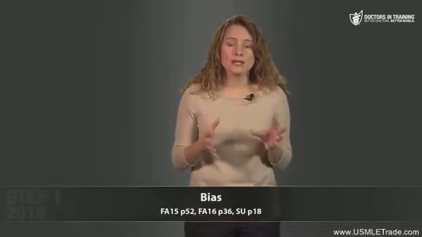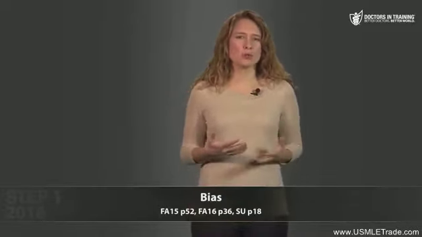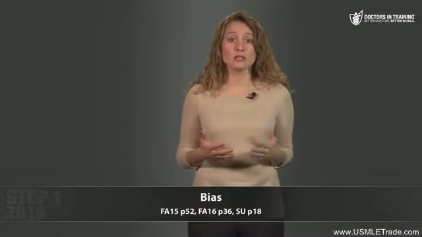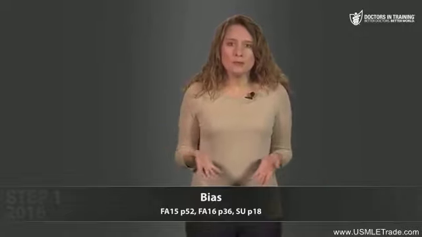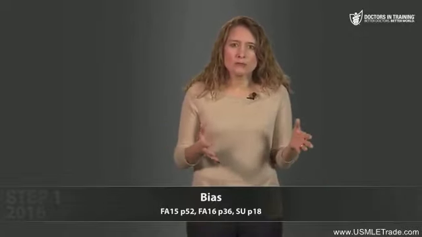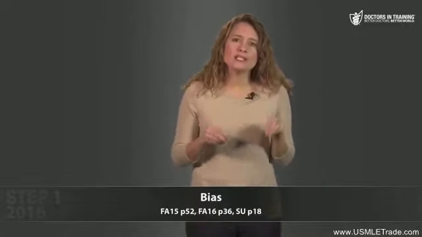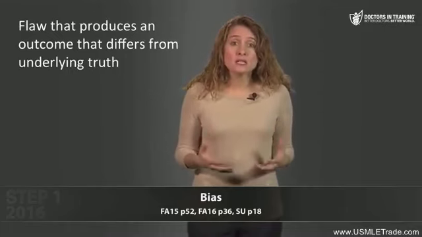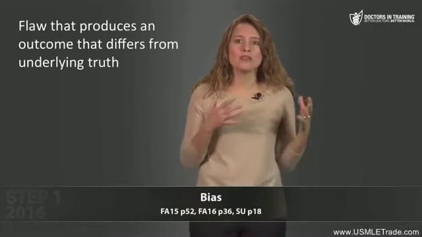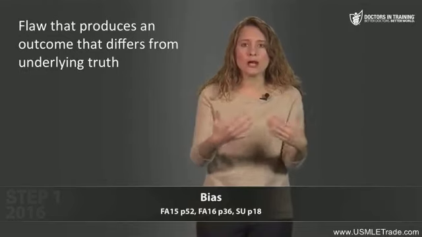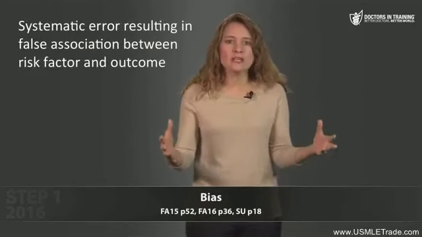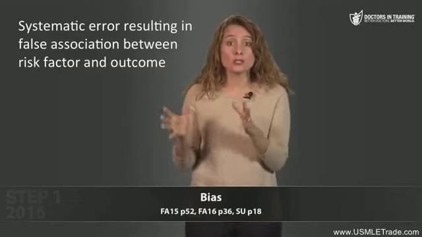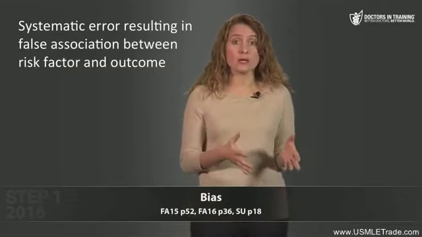Let's talk about bias. Now, when bias is used in casual conversation, it usually implies some sort of prejudice or lack of objectivity. For instance, we talk about somebody with a biased opinion. But in epidemiology, that's not an accurate description of bias. What we're talking about here is a flaw in the way a study is conducted or produces an outcome that's different from the underlying truth. There's some kind of systematic error in some phase of a study which results in a false association between the risk factor and the outcome.